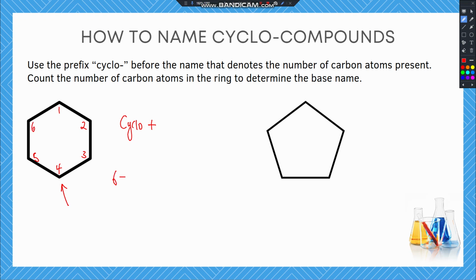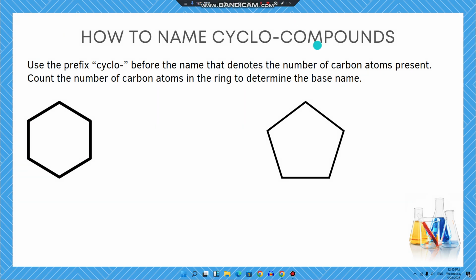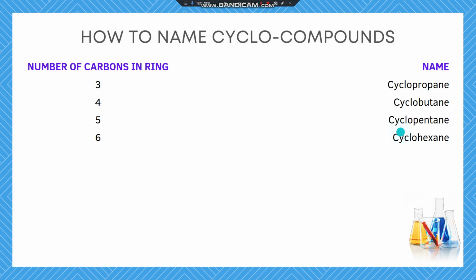6 carbon atoms has the name hex. And since it is an alkane, because only single bonds are present throughout the structure, we use the suffix ane. So we have cyclo plus hex plus ane. That gives us the complete name cyclohexane. So that's how you name cyclo compounds. So now that we have dealt with those two, let's proceed into something that we'll find very important.